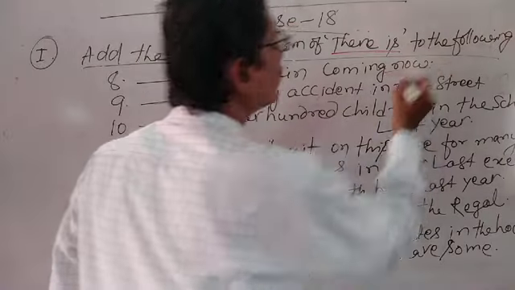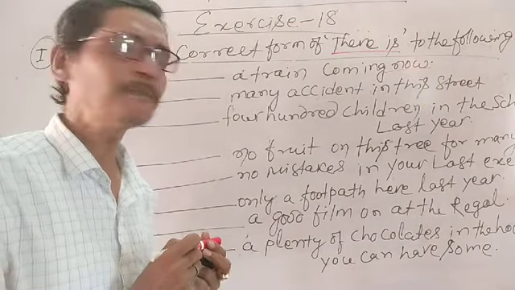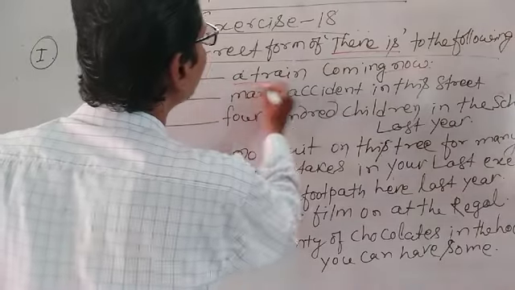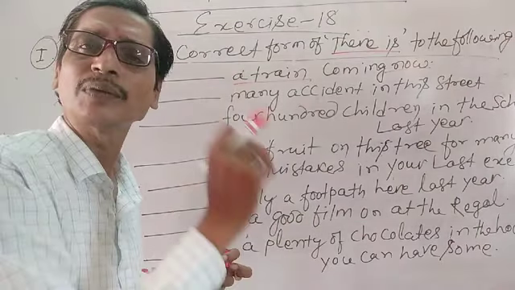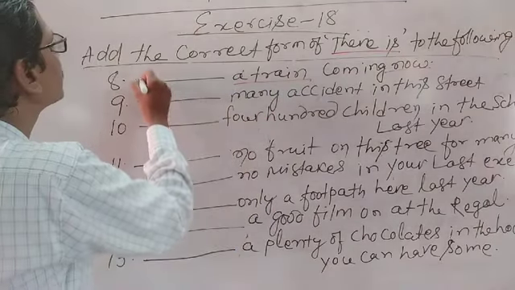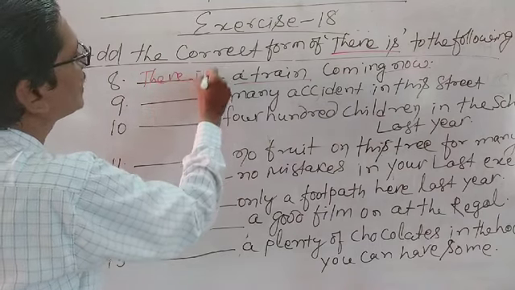So here you see, the first is, there is a train coming now. Here now is talking about the present time. Therefore, the train is a singular subject and present time. So we can use there is.